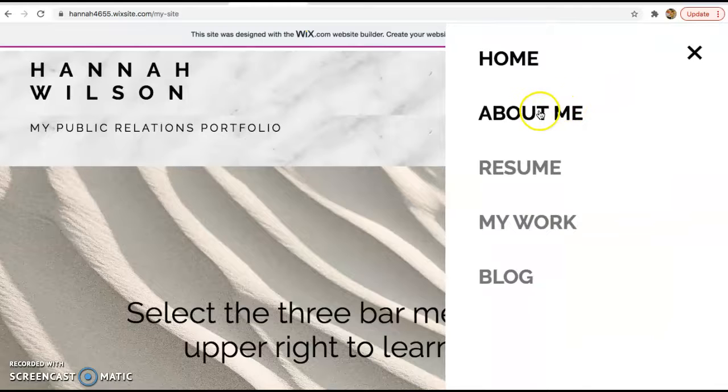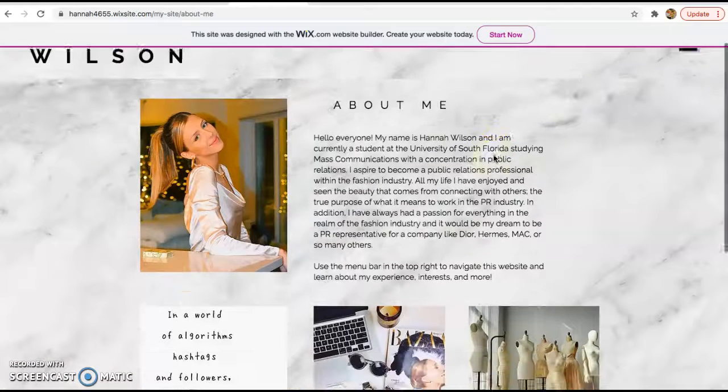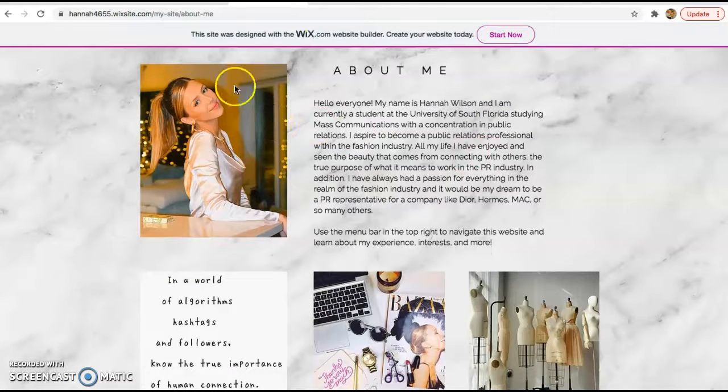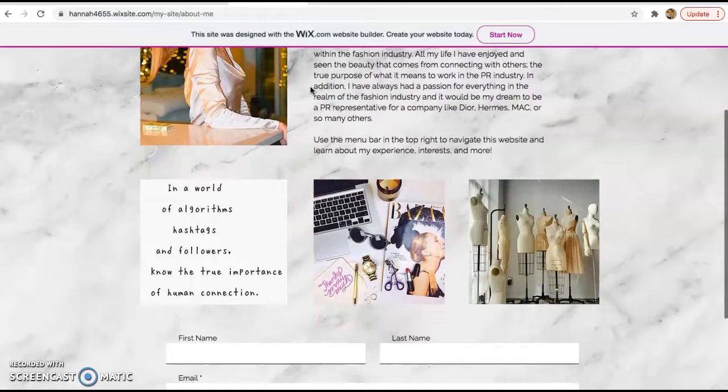So up here we have my About Me page next, where I included a picture of myself and a little paragraph talking about my goals, aspirations, what I'm studying, specifically where I'm studying it and what I would like to do in the future, which is do something that combines public relations and the fashion industry. So that's why I included these 2 images below that kind of go along with that.